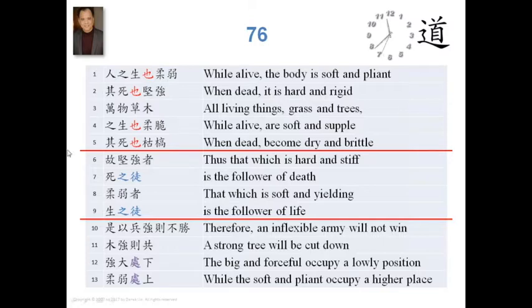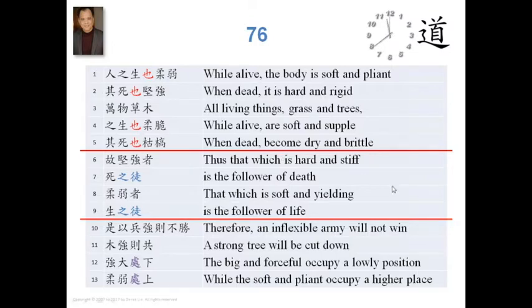Okay, so notice that lines 6, 7, 8, 9 are talking about the follower of death and the follower of life, exactly like we said. The section after that is the concluding section, the conclusion, and before that is the introductory section, section 1.